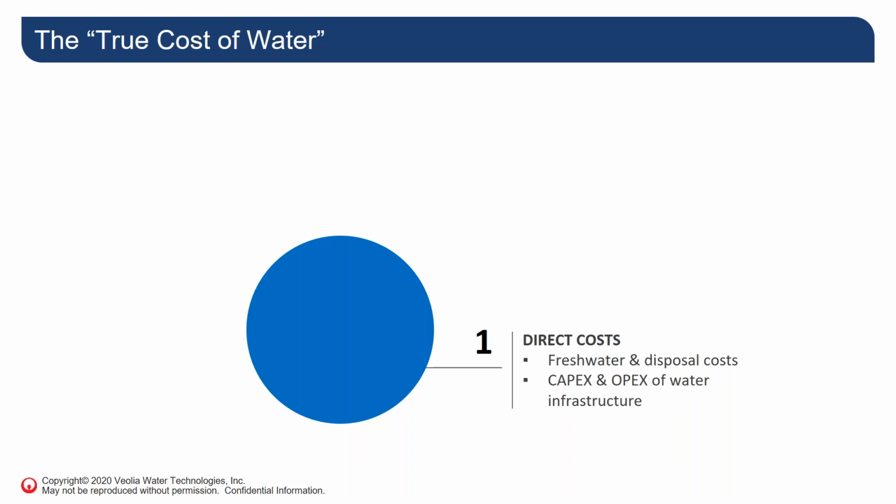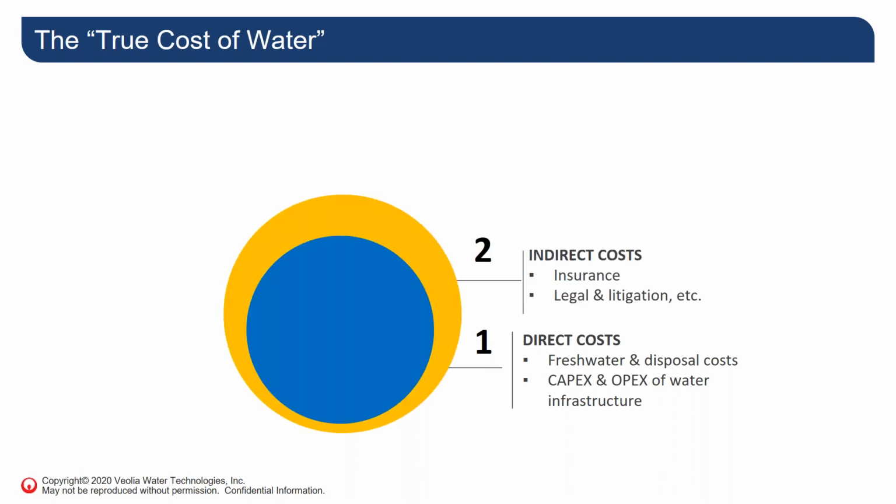So first we talk about the direct costs. Now these are the costs that we're normally associated with and are pretty familiar with. These are the cost of simply obtaining water, the cost of investing in water, either from an OpEx or a CapEx perspective. However, there are a significant amount of indirect costs that are related to things such as insurance and legal activity, litigation surrounding water-related issues.